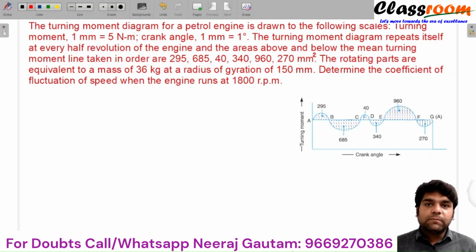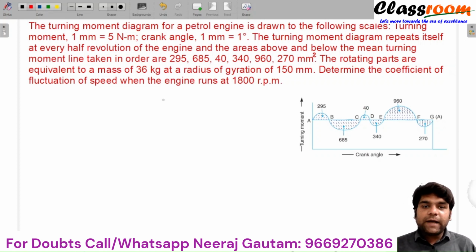This is Neeraj Gautam. In our last class, we discussed the flywheels and turning movement diagrams. We also solved some problems based on the flywheels. In today's class, we will discuss some numericals based on the turning movement diagram and flywheel also. So let's start the class with the numerical shown here.